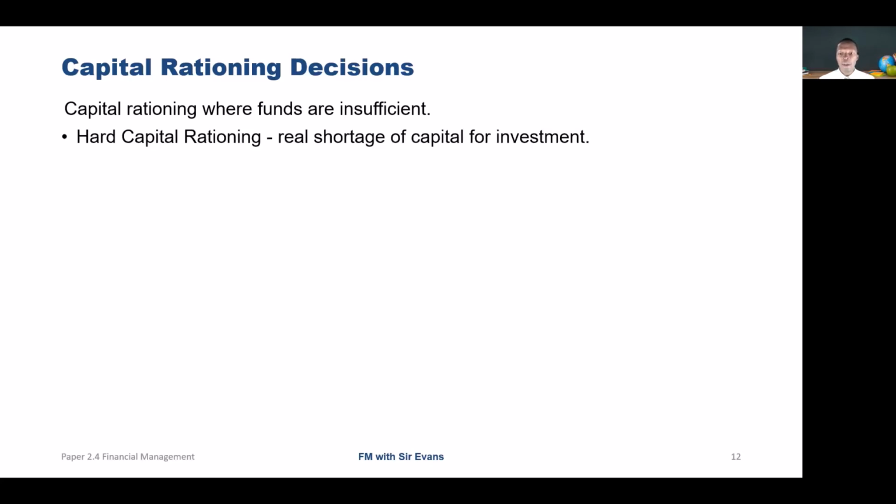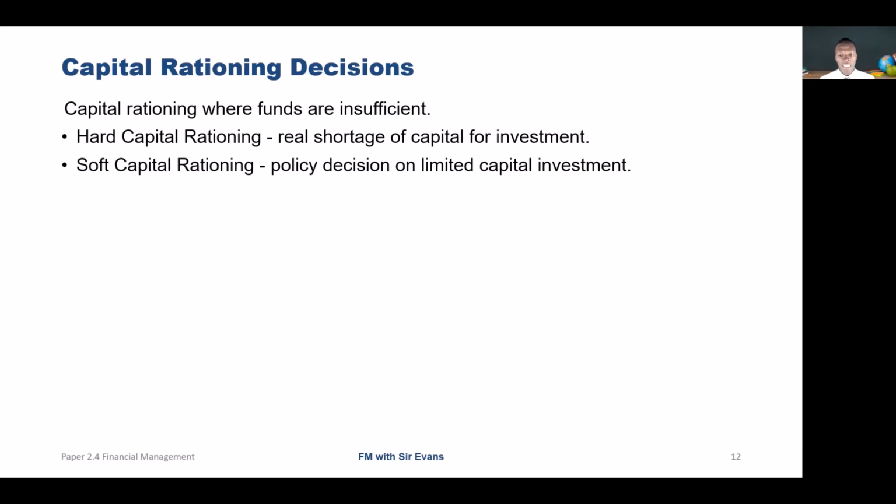So we have hard capital rationing, which occurs where there is a real shortage of capital for investment. For example, a company might be unable to raise new capital in the capital market or borrow large amounts from a bank. Thereby, its capital for investment might be limited to the amount of capital it adds to the business each year as cash flow from retained profit. And we have soft capital rationing, which occurs where there is sufficient capital to invest in every project, but management has taken a policy decision that spending on capital investment should be limited to a budgeted maximum amount. So the policy decision sets a limit to the amount of capital available.